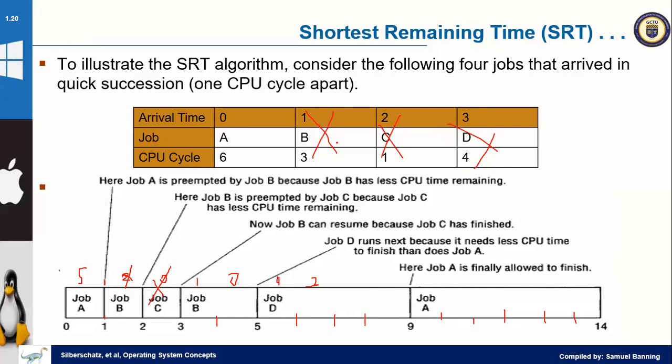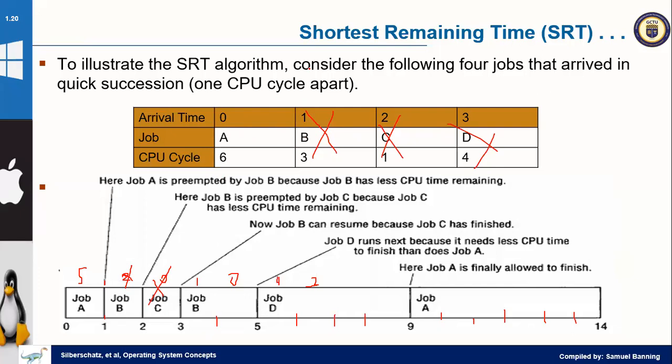Assuming we take this class, I started the class at 9 o'clock. At 9 o'clock, you entered. Then 9:05, another person entered. 9:10, another person entered. So the times they entered the class is the arrival time. The CPU cycle is, let's assume, your age. Your age will be different from your arrival time. All right.